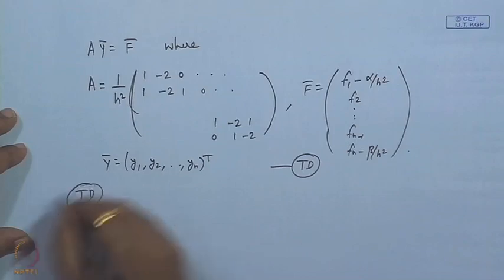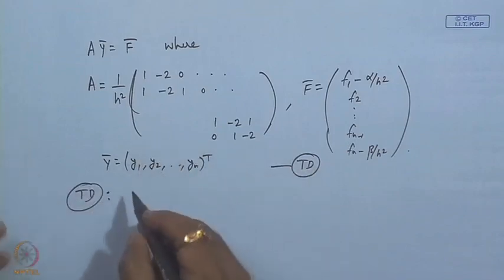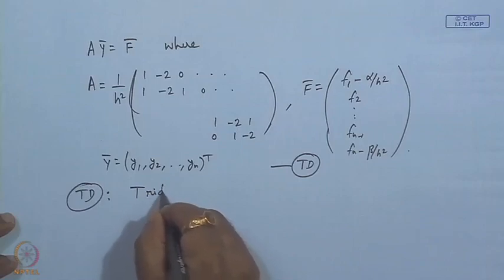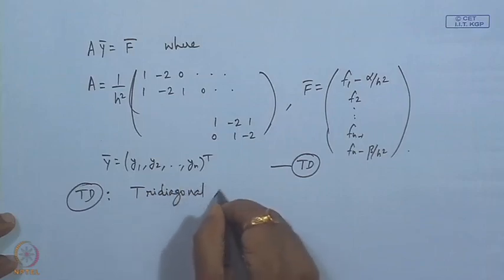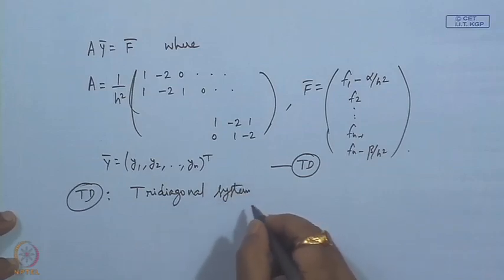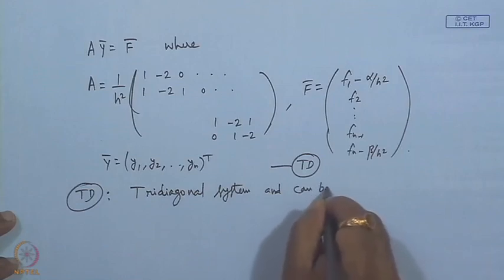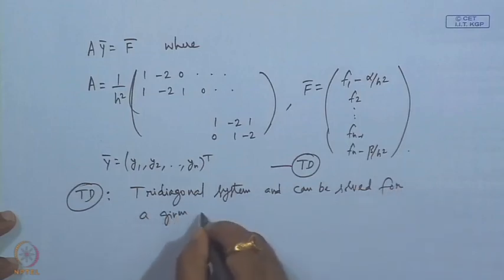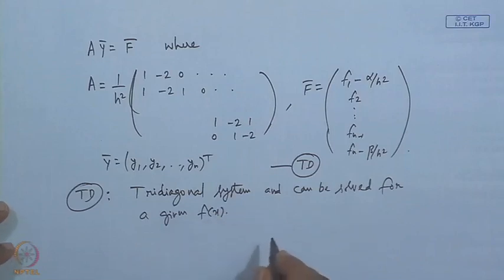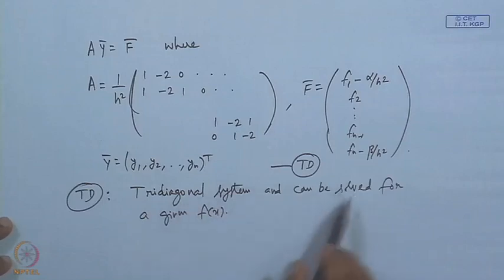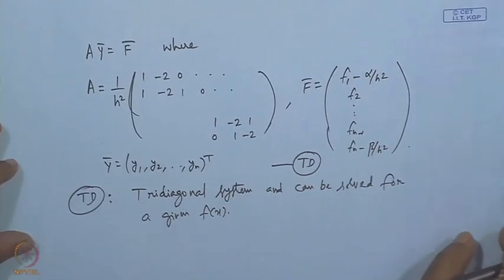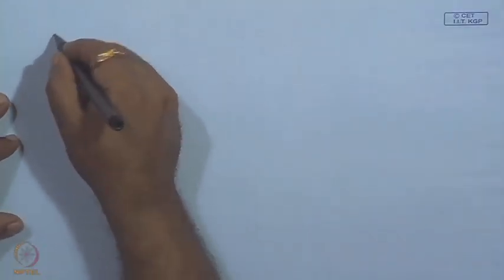Now, what is the feature of this system? It is indeed a tridiagonal system. Look at the entries. So, this is a tridiagonal system, and can be solved for a given f of x. I will get back a little later to how this can be solved for a general case. So, now let us look at the scenario with an example before we generalize.